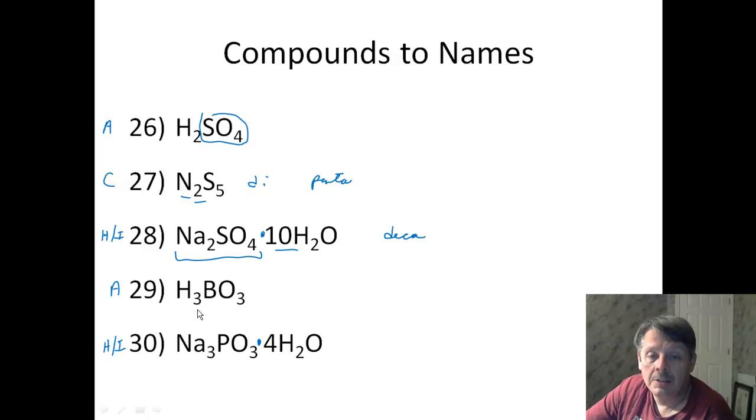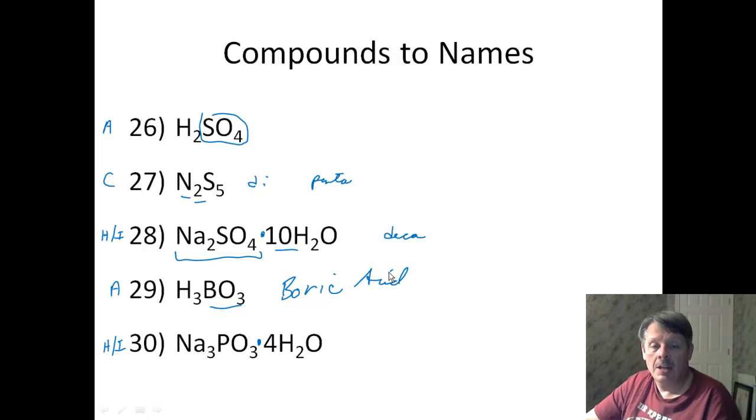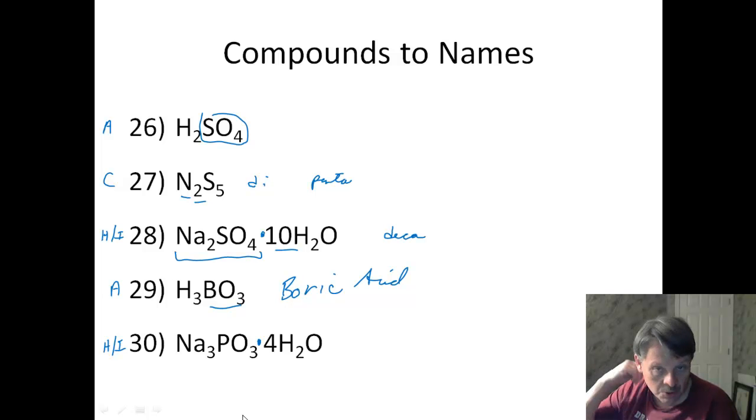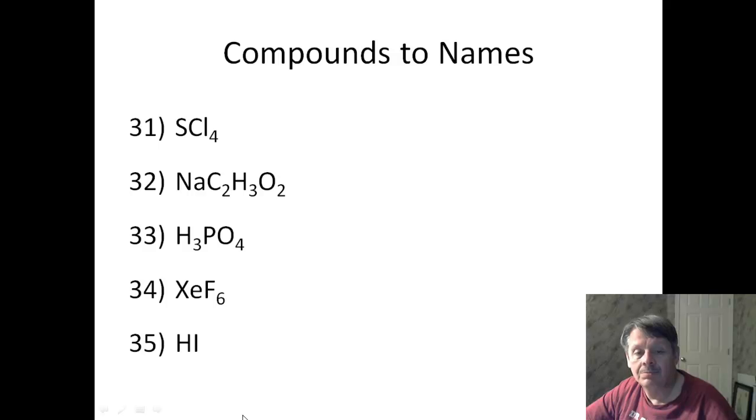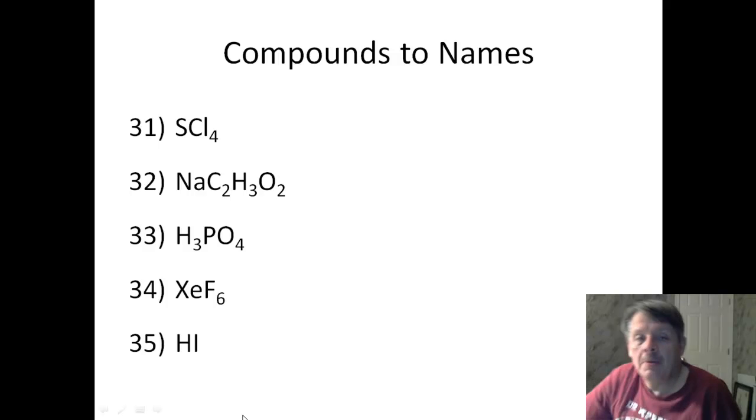And number 29. This is an acid. This is borate. BO3 is borate. So this would be boric acid. Boric acid. And number 30, again, we name it ionically, so this is going to be sodium phosphite. Remember, phosphate is PO4, so this is PO3, so it's sodium phosphite. And 4 is tetra, so it's tetrahydrate, so it's sodium phosphite tetrahydrate.